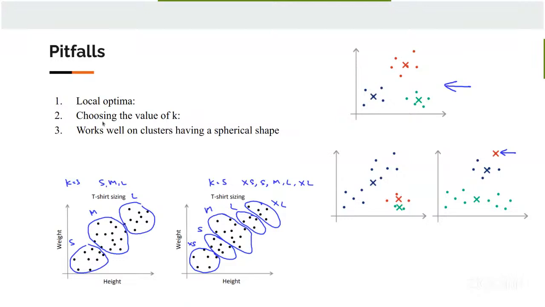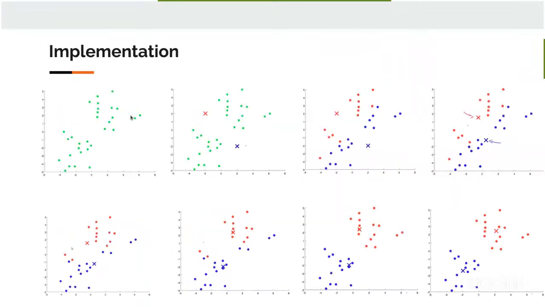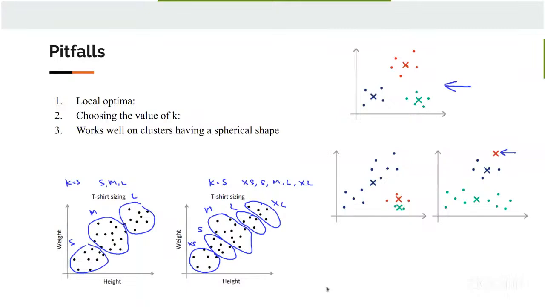The next issue is choosing the value of k. See here, if I choose k as 3, small, medium, large, that can be my t-shirt sizing. If I choose 5, there are 5 different clusters like this. We don't actually know the proper number of labels. That is another disadvantage. And this only seems to work well when clusters have a spherical shape like this, that can be put into circles. If it's not a proper circle, that will be a problem again, where k-means clustering won't work.